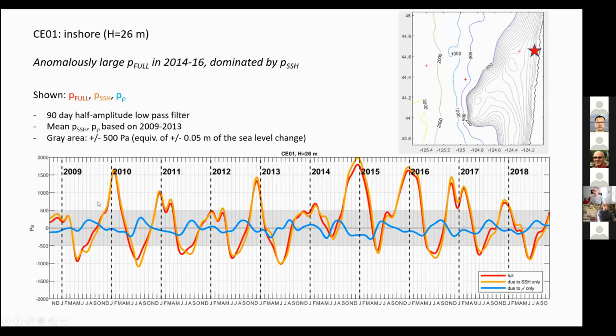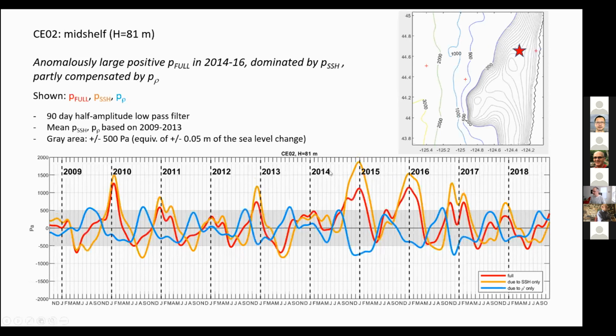So how does the bottom pressure computation look very close to the coast, at 26 meters? The red line here is the total bottom pressure. The orange line is the contribution from sea surface height, and the blue line is the contribution from the density. So basically, there's no compensation between those two terms in very shallow water. We have about 15 centimeters of water level anomaly because of the El Nino here.